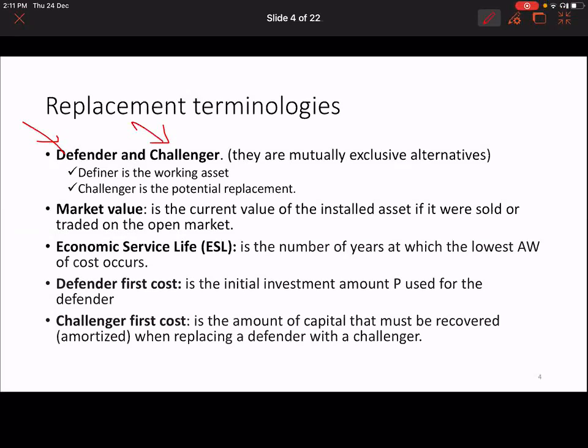The challenger and the defender are mutually exclusive events. We cannot select them both. We just select only one alternative. So if we have two alternatives, one is the defender and the other is the challenger. So what is the defender? The defender is the working asset.